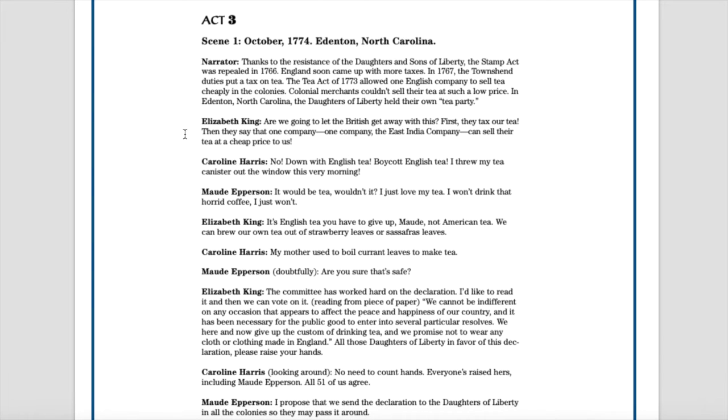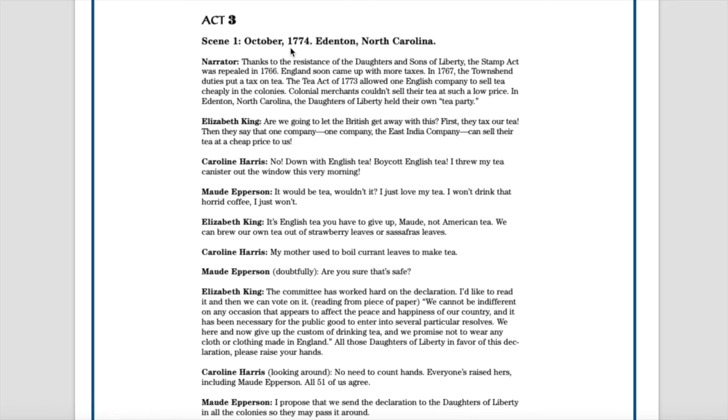Act 3, Scene 1, October 1774, Edenton, North Carolina. Again, I see a change in setting in my where and when. So we've progressed about 8 years to 1774, and now our focus is on North Carolina, whereas before it was on Boston and Rhode Island.